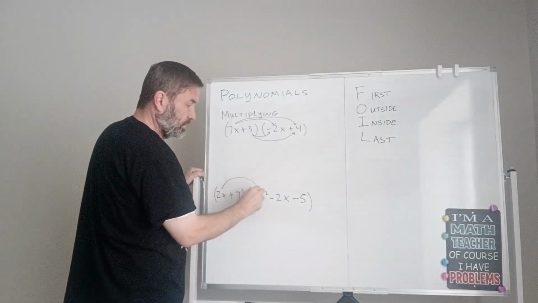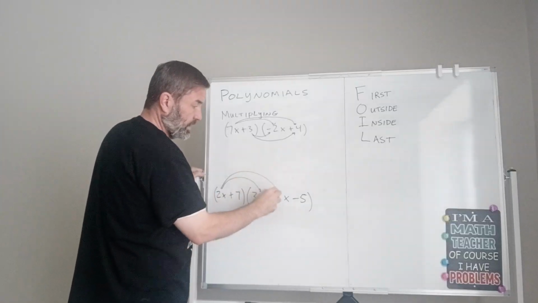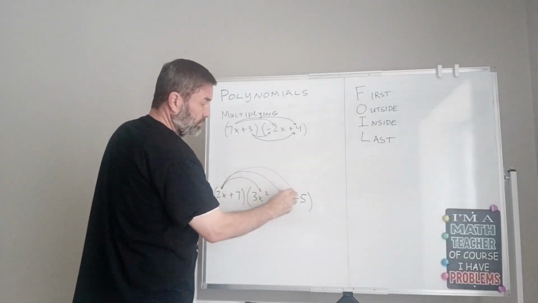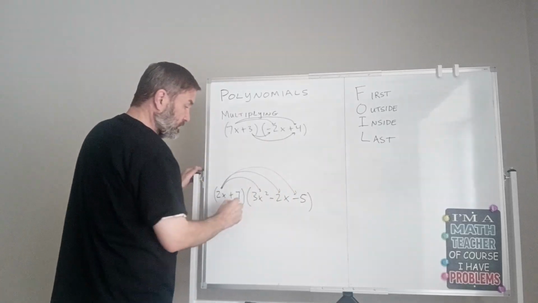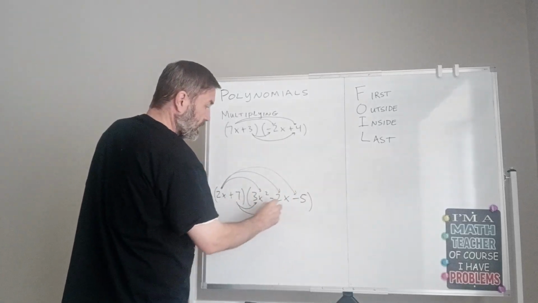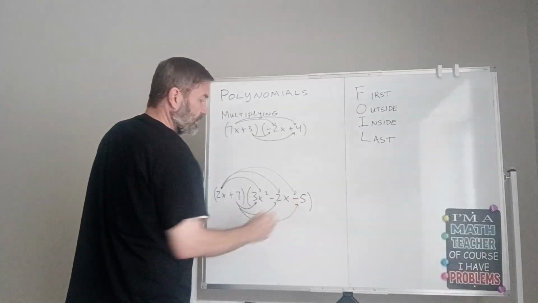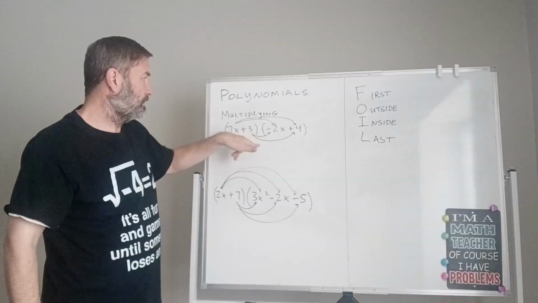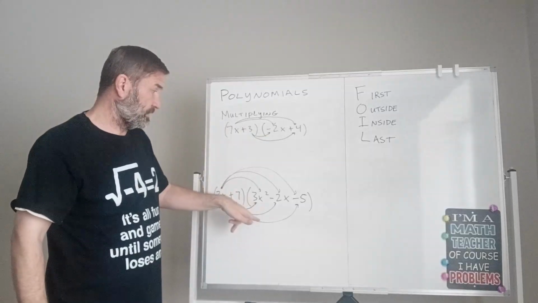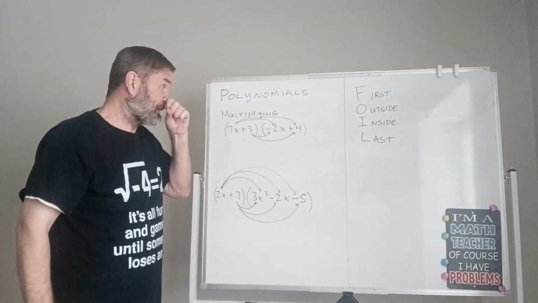Well, the 2x is going to go times the 3x squared. Then it's going to go times the negative 2x. Then it's going to go times the negative 5. And once I've done the 2x times the 3 terms, now I move over and do the 7. 7 times 3x squared. 7 times minus 2x. 7 times minus 5. Now you can draw the arrows there to help you see it, but essentially this is just 4 multiplication problems. This is 5.